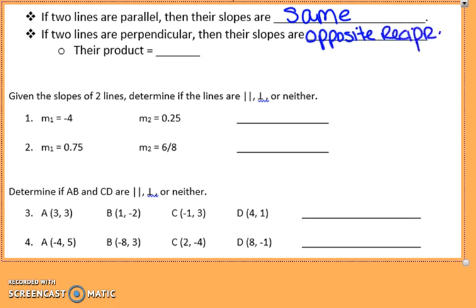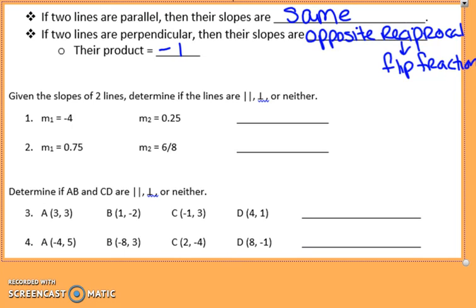Now, reciprocal is a fancy way to say flip your fraction. If we were to multiply the two slopes of our perpendicular lines, their product is going to be -1. So that is one way you can check yourself. If you multiply the two slopes, do you get -1 out?